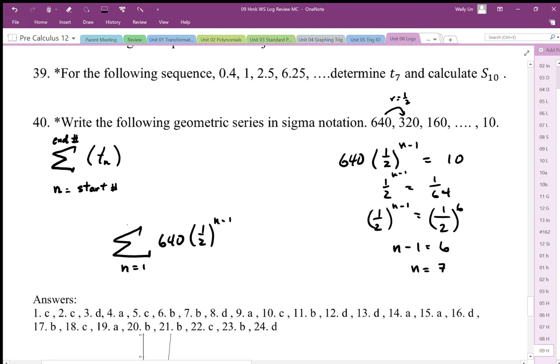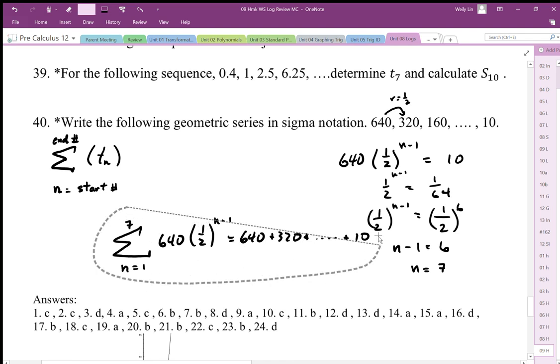So then I just write 7 at the top here. That's going to be my ending point. I'm going to start at 1. If I plug in 1, I get 640. If I plug in n equals 2, I get 320. All the way down to n is equal to 7, I get 10 as my calculation, and I can add up all those terms in that sigma notation. So this translates to 640 plus 320 plus ... plus 10. And that's my sigma notation for this particular series.